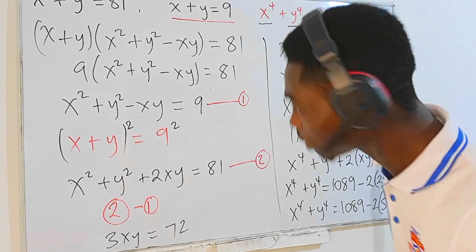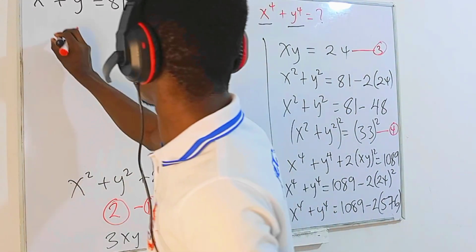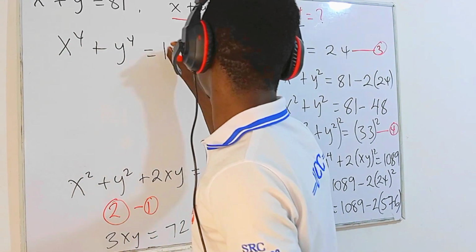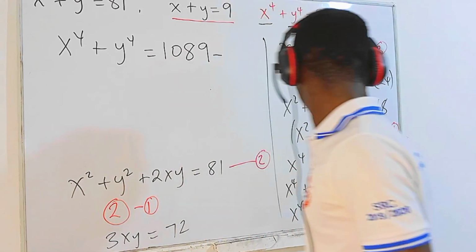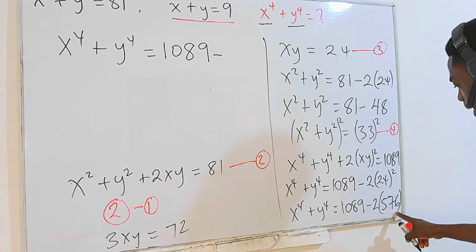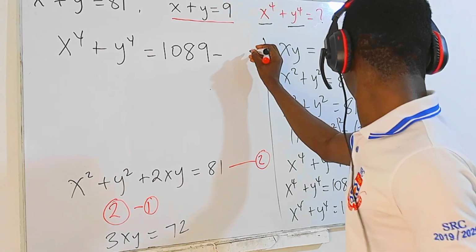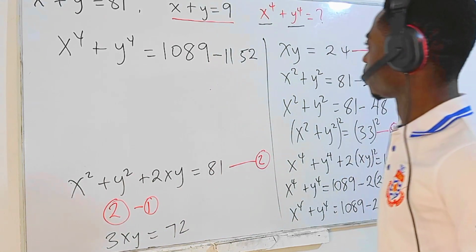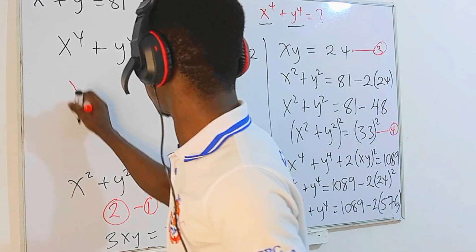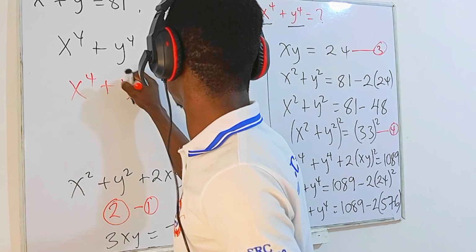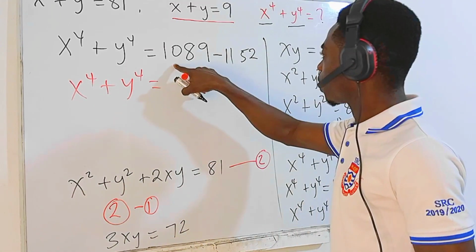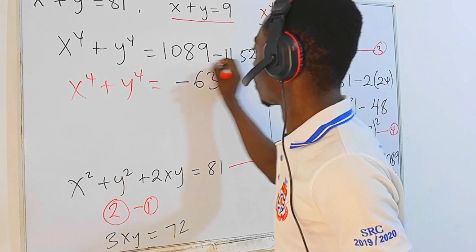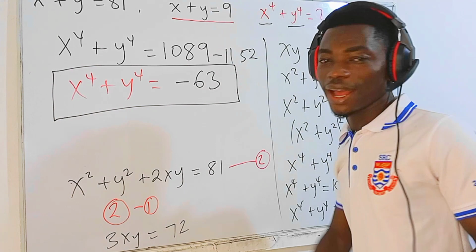And finally, I'm going to get rid of this. We are going to have x to the fourth power plus y to the fourth power is equal to 1089 minus, now check this, 2 is multiplying everything inside. So we are going to have 1152. Yes, that is what we have now. So ladies and gentlemen, we have x to the fourth power plus y to the fourth power is equal to this minus that. We are going to be left with -63. And this is the final answer to the problem.